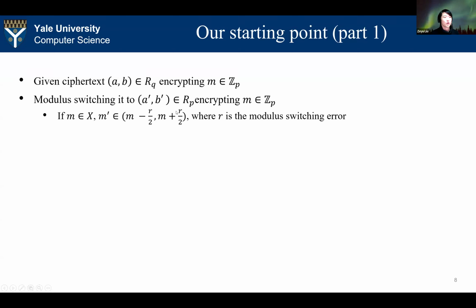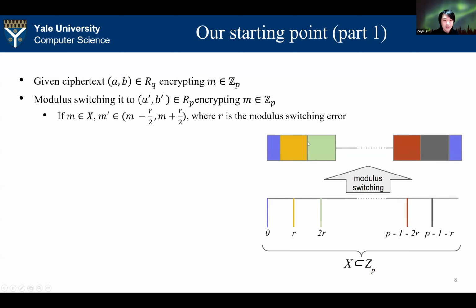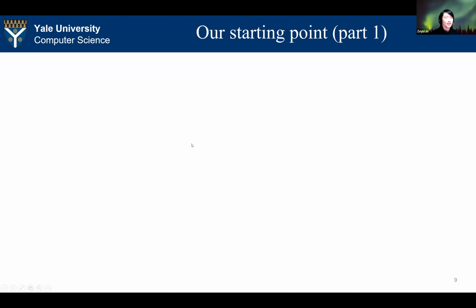This is where we define this r. This r is some modulus switching error satisfying this condition. So basically, if the elements are in this valid set, they will be mapped into one of the ranges among the whole Z_p range. For example, 0 is mapped to 0 plus r over 2, or 0 minus r over 2. Then what we can do is that after obtaining this new ciphertext (A', B') in the ring R_P, we can try to homomorphically decrypt it.